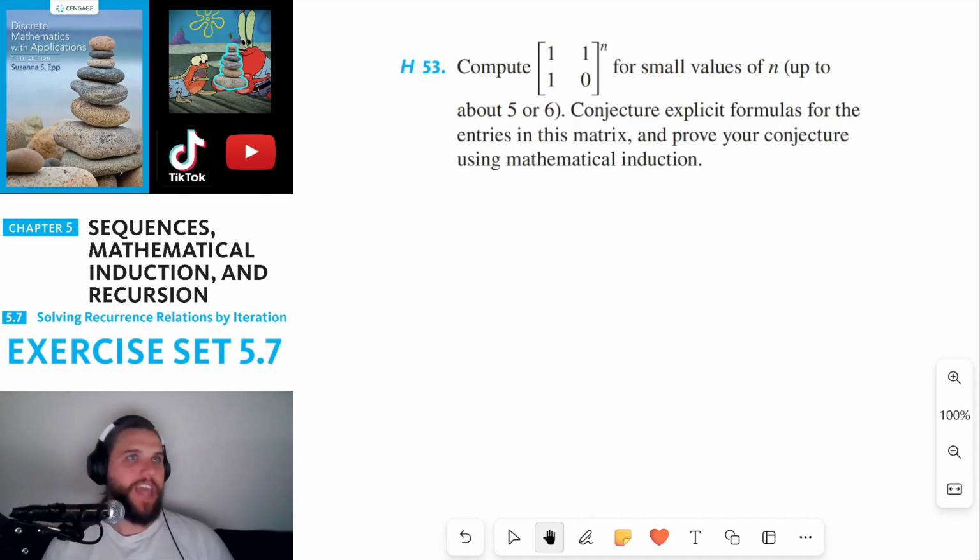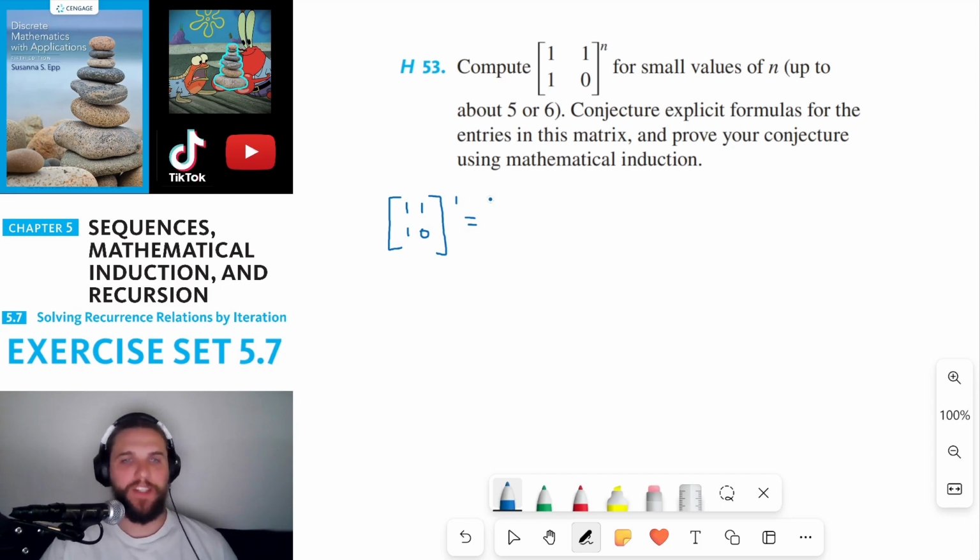Compute this matrix to the nth power, [[1, 1], [1, 0]], for small values of n up to about 5 or 6. Conjecture explicit formulas for the entries in this matrix and prove your conjecture using mathematical induction.